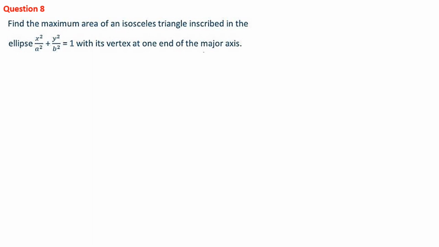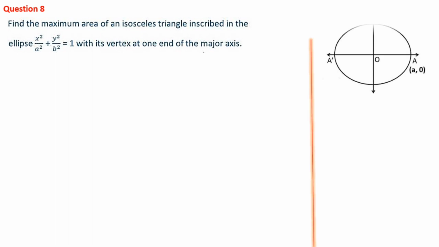Here the vertex is at one end of the major axis. The vertex of the isosceles triangle is one end of the major axis. This is the condition given to us. So let's consider an ellipse, and here the point A has coordinates (a, 0), and here (0, b), and here (-a, 0), and here (0, -b). There is an isosceles triangle inscribed in the ellipse, and one vertex is at the major axis. The major axis is the x-axis for us, and one vertex is at the major axis, as we have marked.